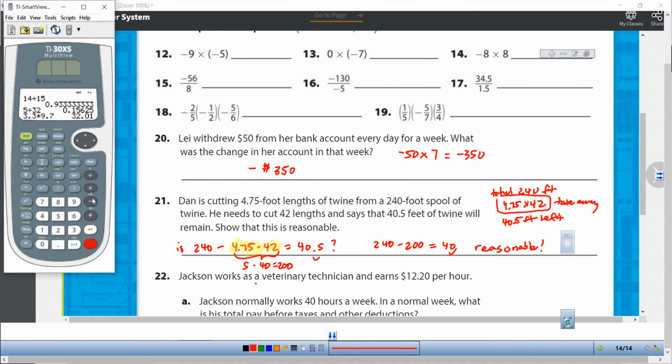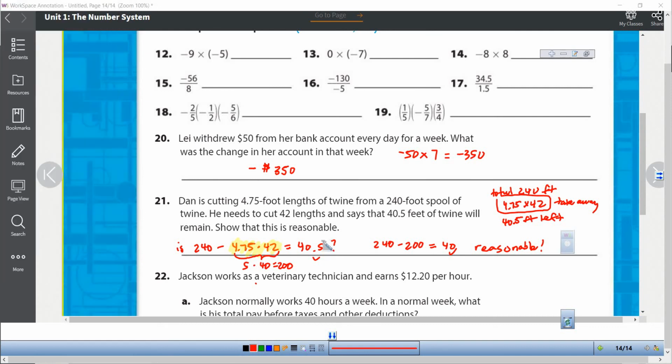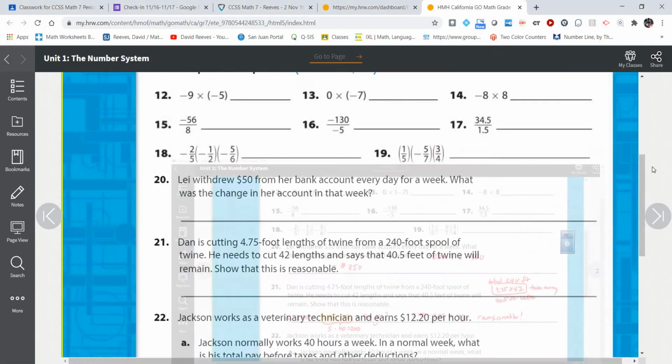And if I were to just do a quick check on my calculator, 4.75 times 42 exactly is 199.5. And if I subtract that from 240, guess what I get? I get 40.5. So it is exactly correct, but by estimating, we could show that it is reasonable.